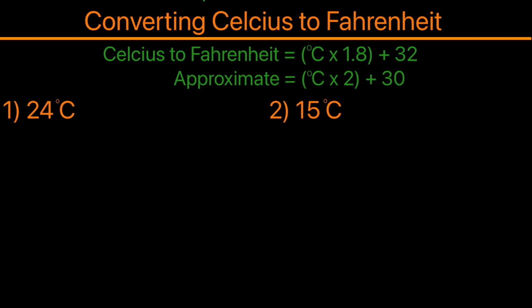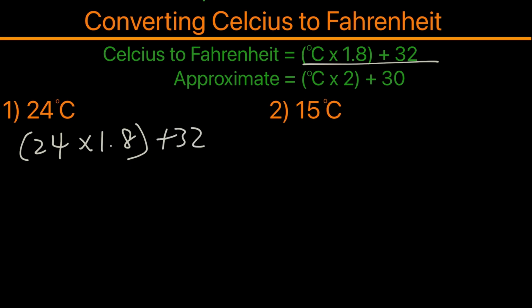So looking at the formula, we know it's C times 1.8 plus 32. So we have 24, then we want to times by 1.8 plus 32. After multiplying in the calculator, we would get 75.2 Fahrenheit.